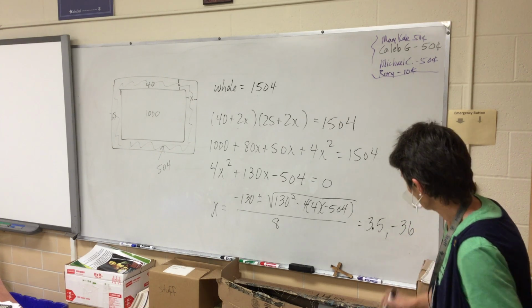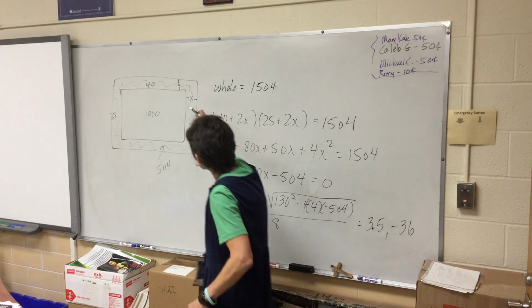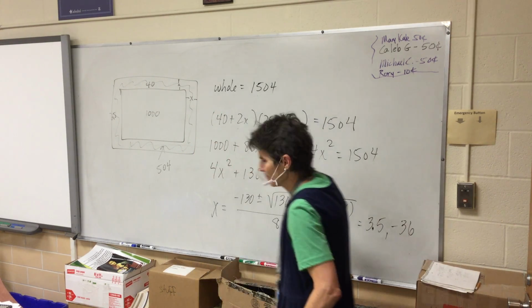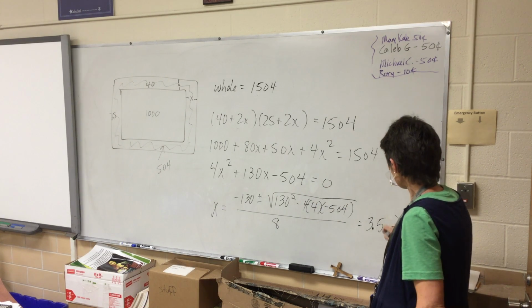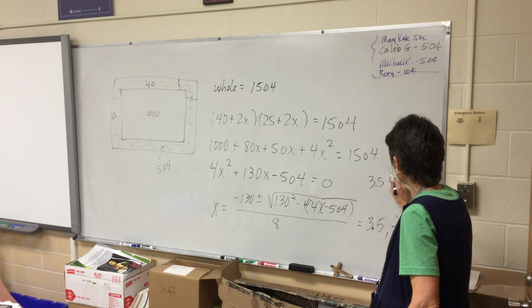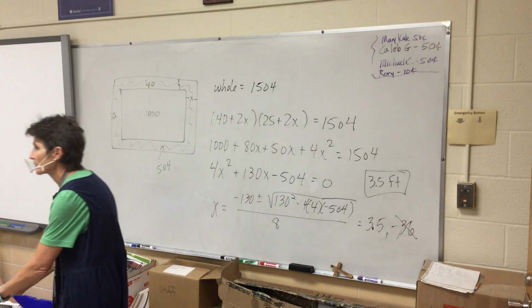Wait a second. What about negative 36? Look at the picture. x was the width of the terrace, right? I don't think negative 36 is going to be an answer. So 3.5 feet is the answer to the question. Does that make sense to everybody? All good?